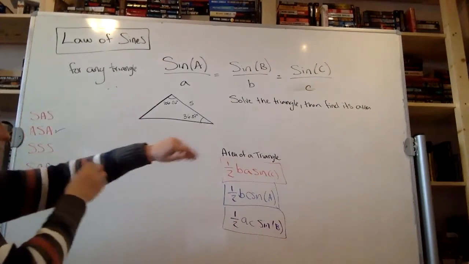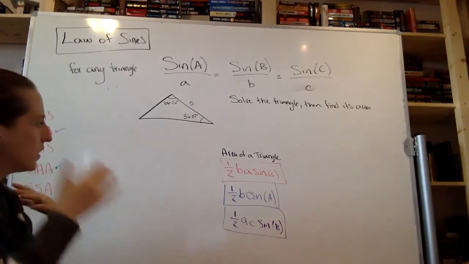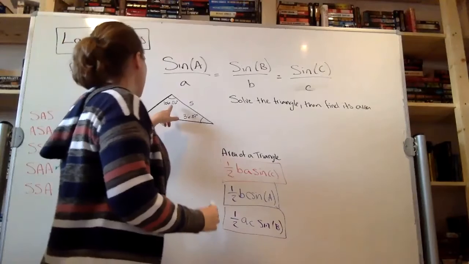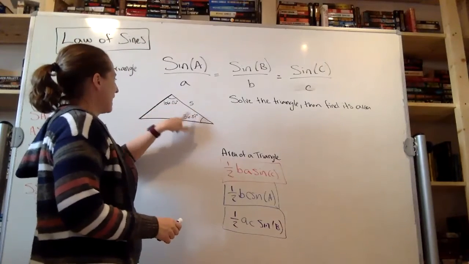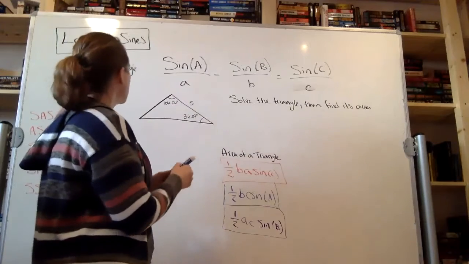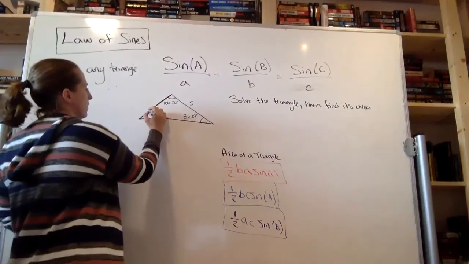I've got a triangle up there. We're gonna solve the triangle and then find its area. So first let's solve this triangle. Notice that I'm in an angle, side, angle situation, so I can use my law of sines. Before we even use law of sines, we can solve for this last side.